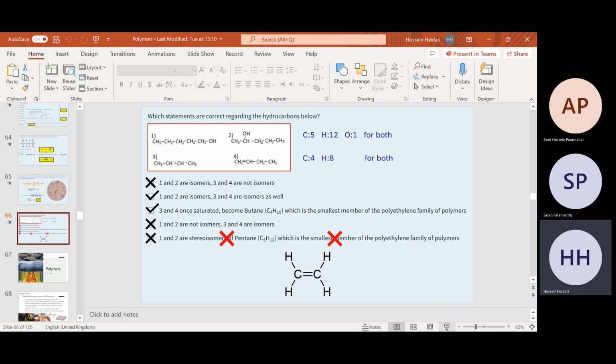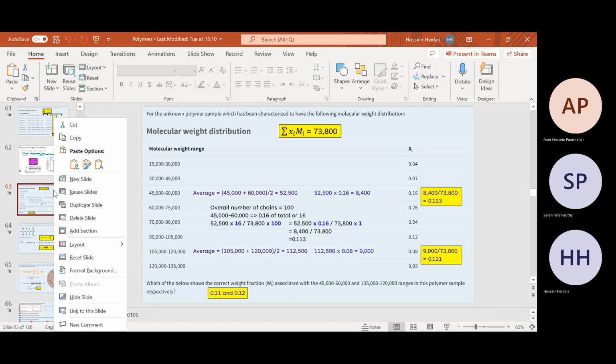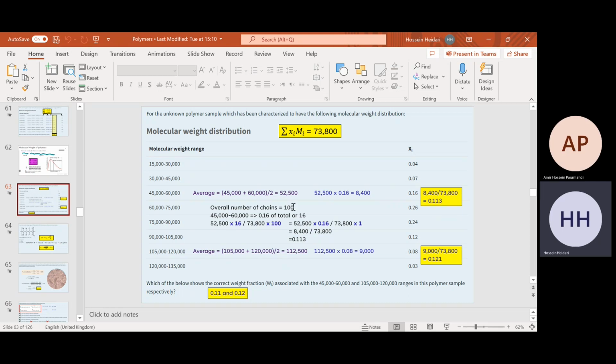subpopulation. Let me go to the side. So it's going to be the average weight of that subpopulation, which is 8,400, times the number of molecules in this subpopulation. That will give you the overall weight of this subpopulation. So if it was 1,000 down there, here it would be 160, right? So you'd have 160 times 8,000 something divided by 1,000 times 73,800. Now you can cancel the 160 over 1,000 to make it 0.16.